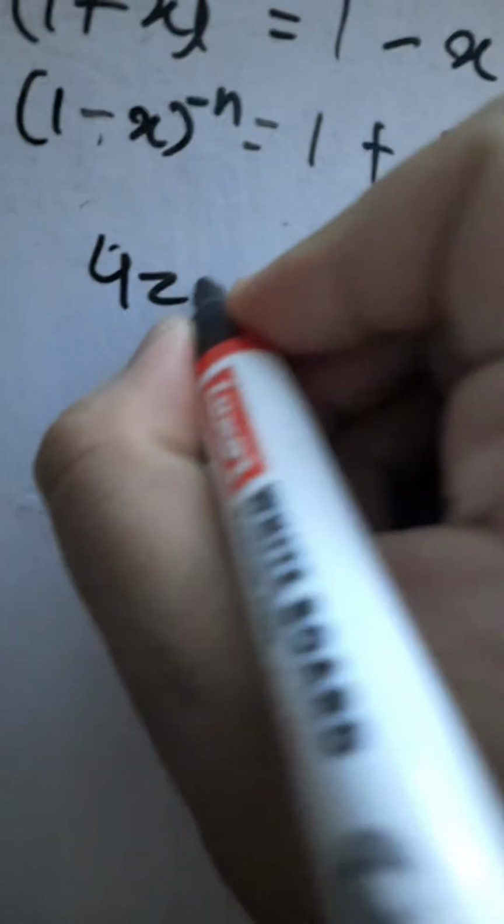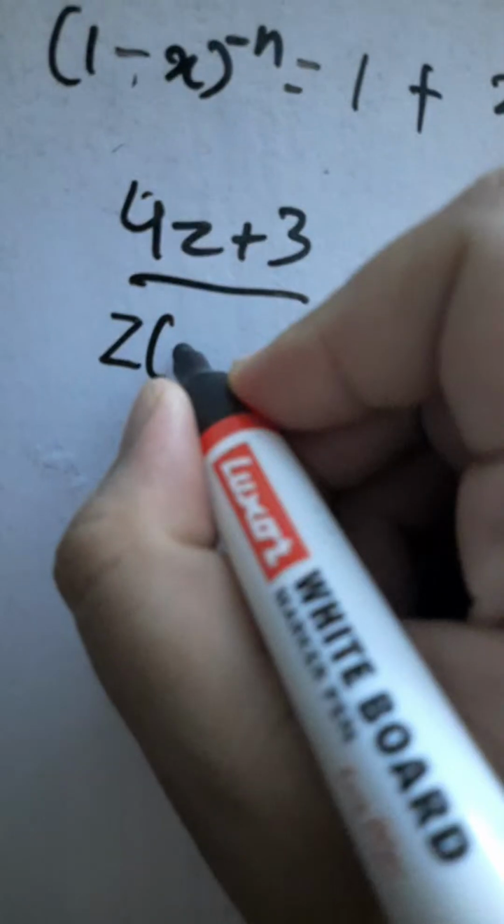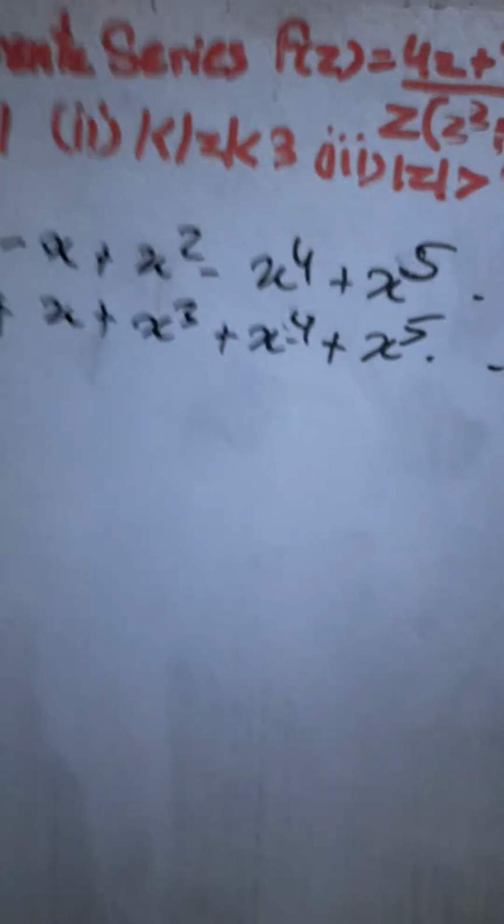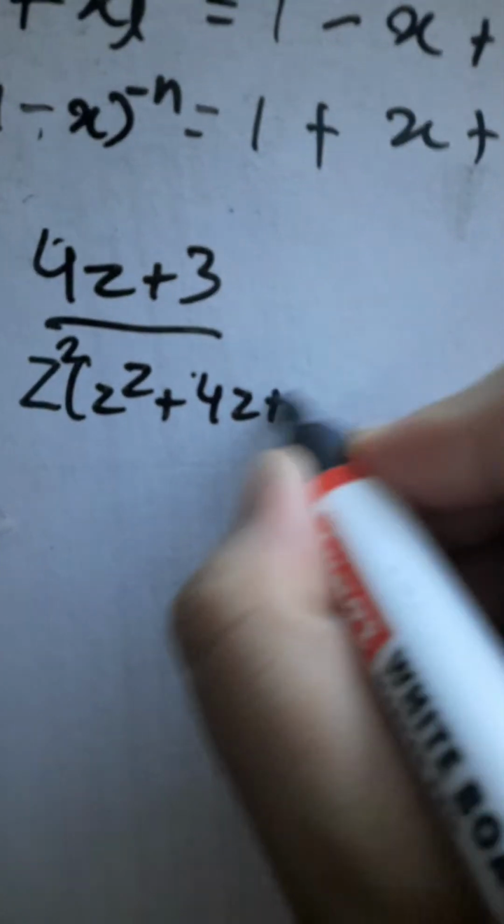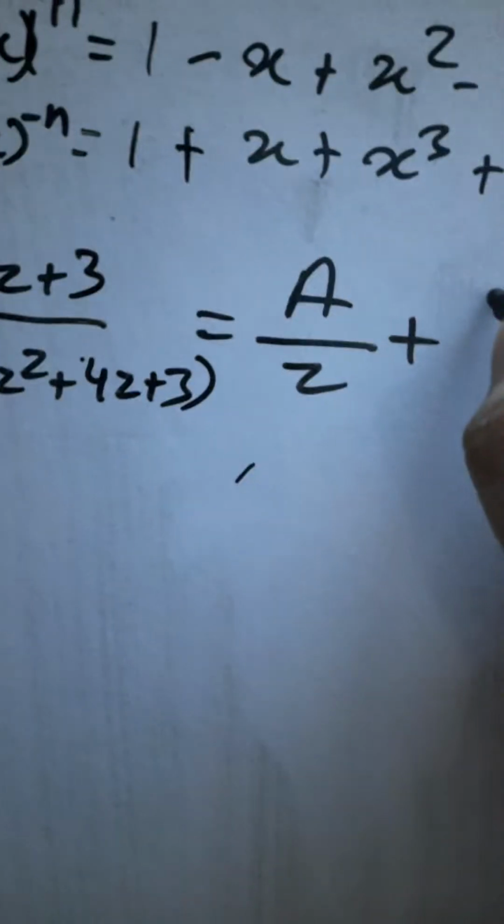Okay, so now let's start doing partial fractions. In partial fractions, we have to do 4z plus 3 by z into z square. Wait a second. Oh, sorry. No, no, the question has an error. z square plus 4z plus 3 is equal to a by z plus.